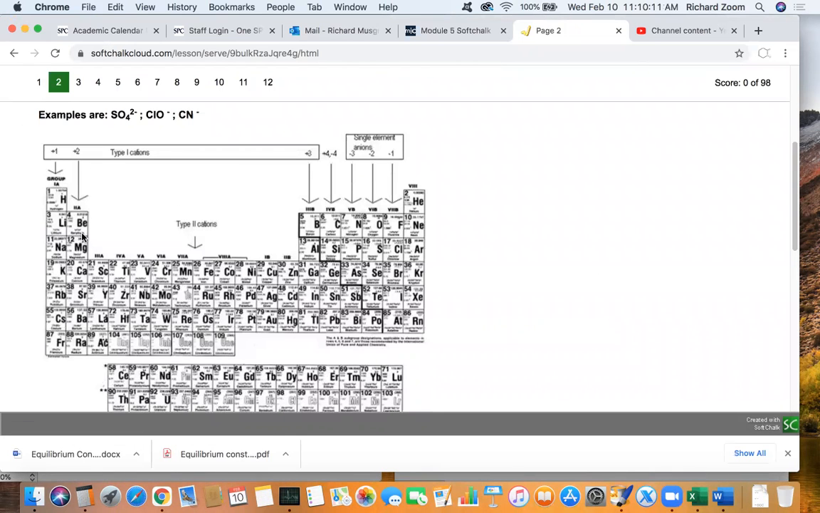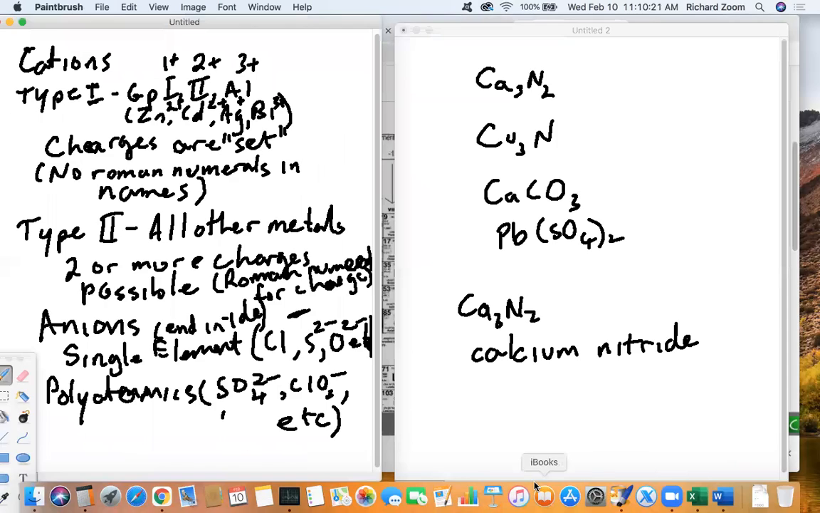Calcium is in group 2. It has a 2 plus charge, and nitrogen has a -3 charge. That doesn't really have any real meaning here, but you'll notice that that's how we set up the name. Does anybody have any questions about this one?